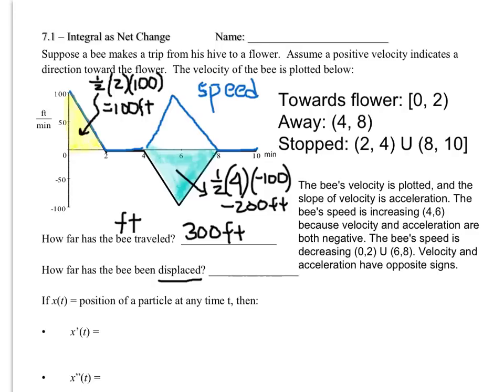The question that might be a little bit confusing for some people is displaced. How far has the bee been displaced? Well, if you travel 100 feet towards the flower and then you move 200 feet away from the flower, you're actually 100 feet further back from where you started. So -100 feet would be the displacement. Okay, so again, for that one, we took the 100 feet and we just added the -200 feet. So that's where the -100 comes from.